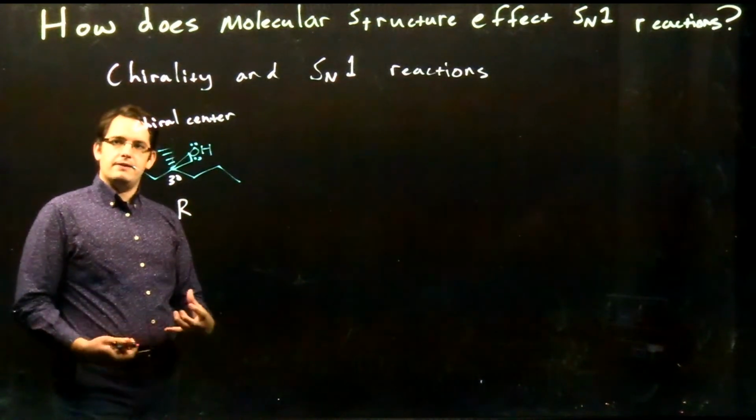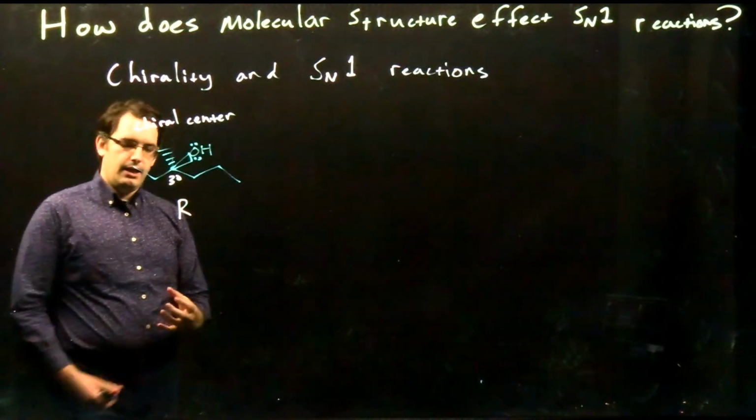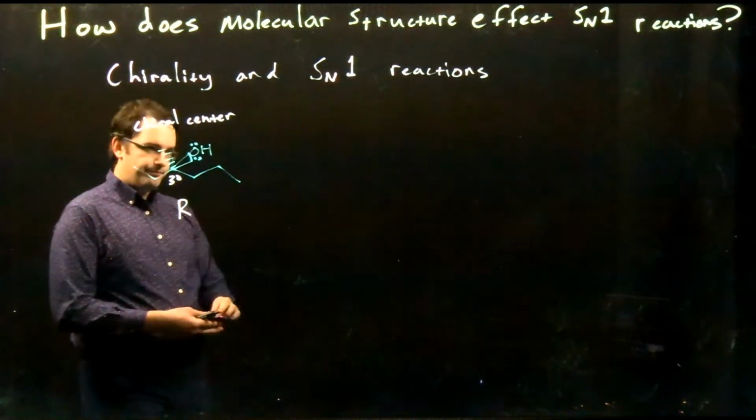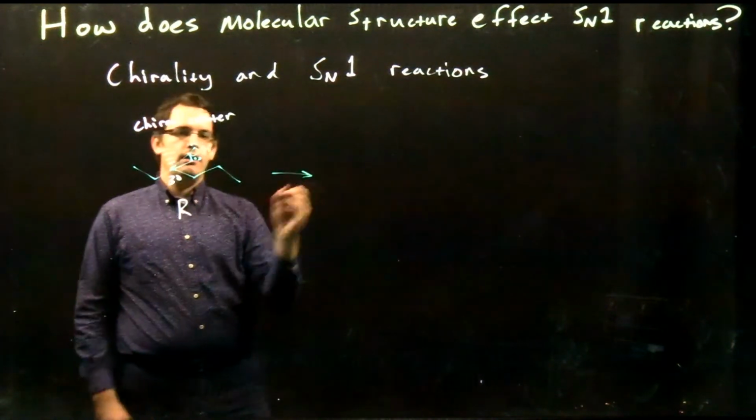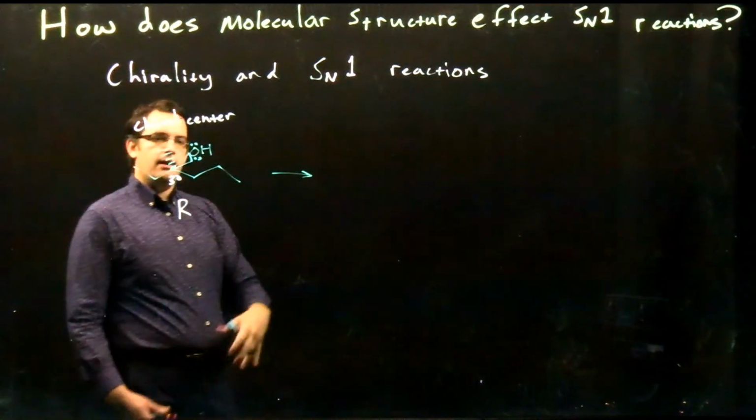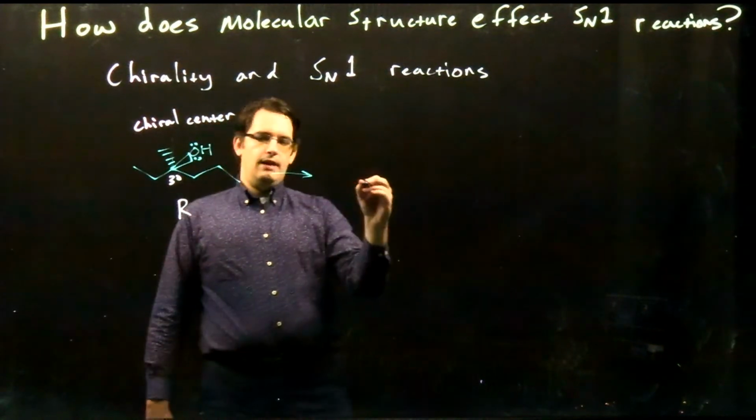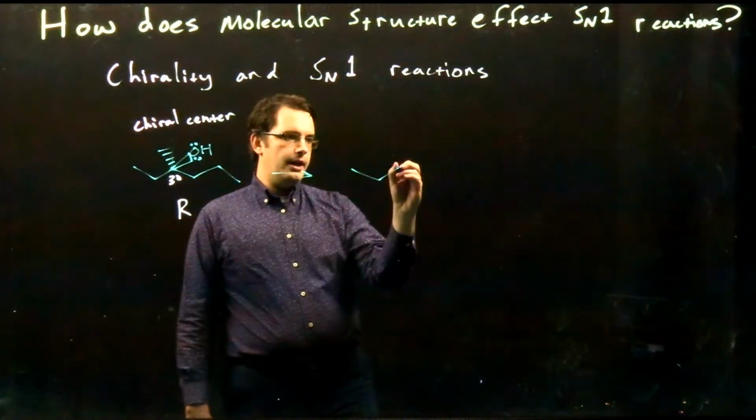Now let's see what happens to this chiral center as we react in our SN1 reaction. So this is going to get protonated by our hydrogen halide, it'll break off, and eventually we get to our carbocation.